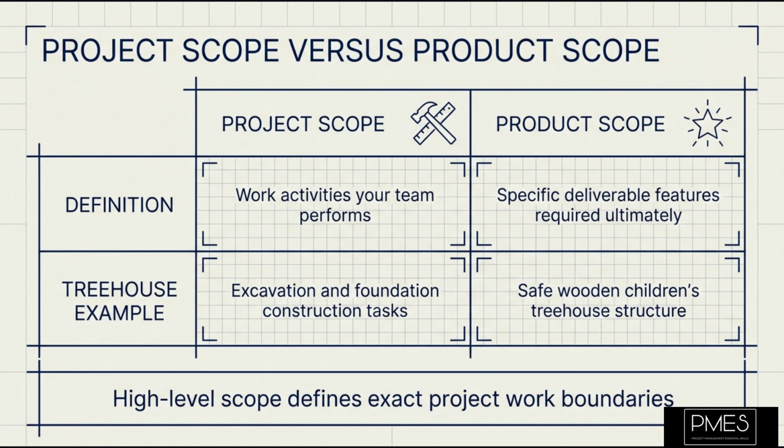Think of it like building a custom treehouse for a client. The project charter might say, build a safe, fun treehouse for children. The high-level project scope then starts to define the boundaries of the work. We will excavate a small area, pour a concrete foundation, construct a wooden platform around a specified tree, and build a single-room structure with a ladder and one window. This scope clearly states what work is included.